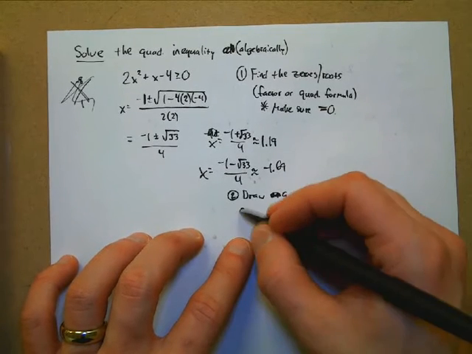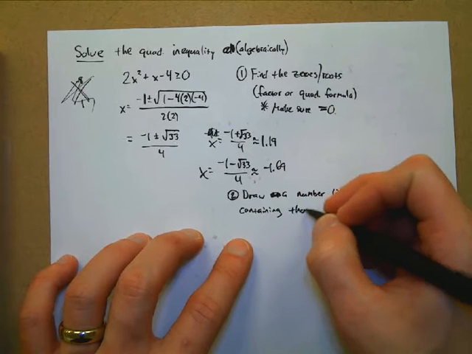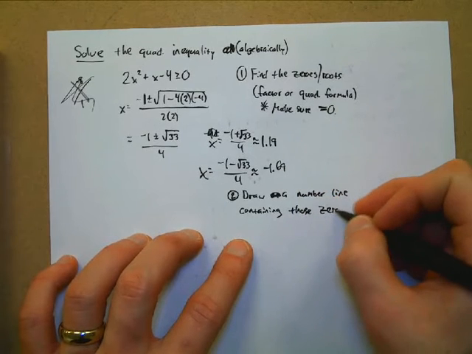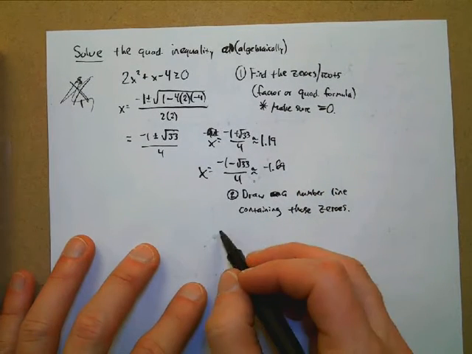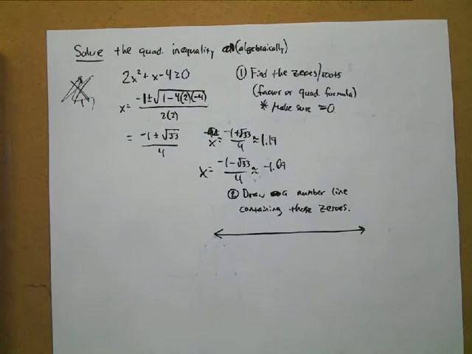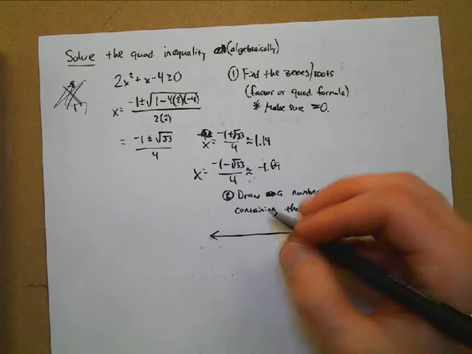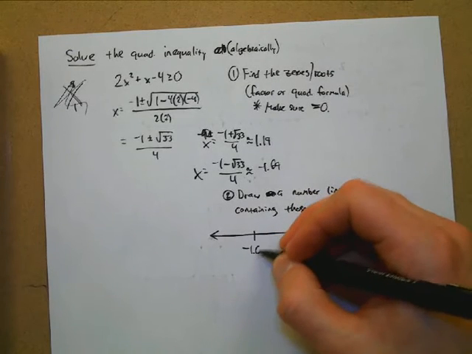And you're allowed to be kind of lazy here. So I'm going to put the negative 1.69 here and the 1.19 here, and I'm not going to worry about other numbers between or anything like that. We're not going to worry about trying to evenly space things out. We're just going to say the negative 1.69 will be on the left, the 1.19 will be on the right, because it's negative and positive, right?